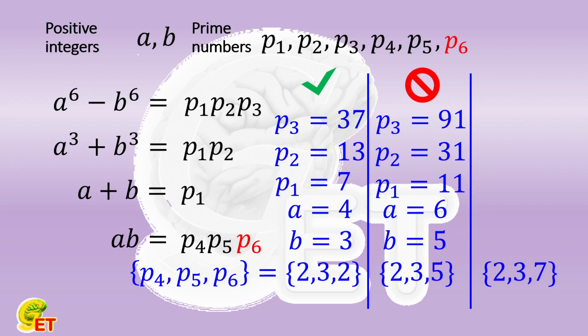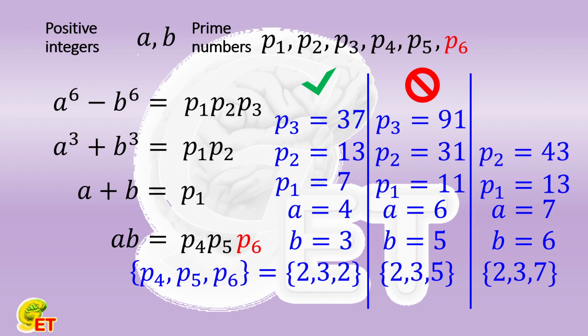In the third case, a and b are equal to 7 and 6 respectively, p1 is equal to 13, p2 is equal to 43, and p3 is equal to 127, and there is also no problem. So there are 2 sets of solutions to this question.